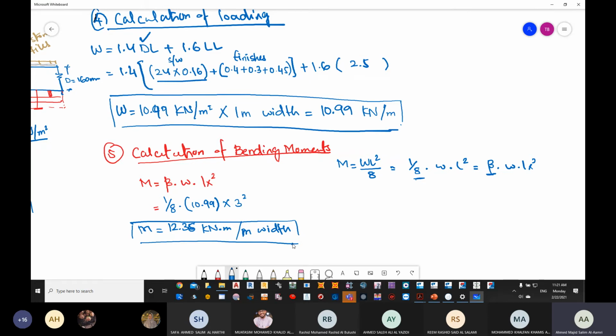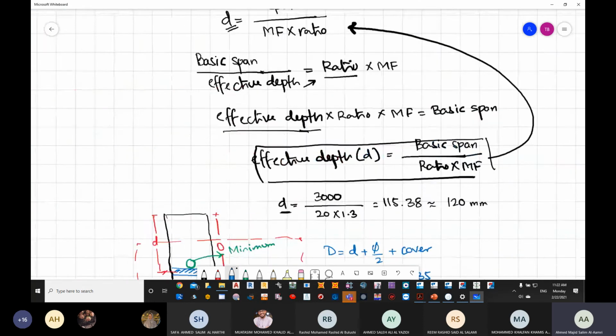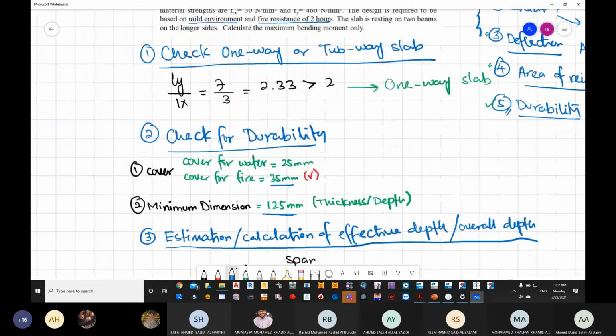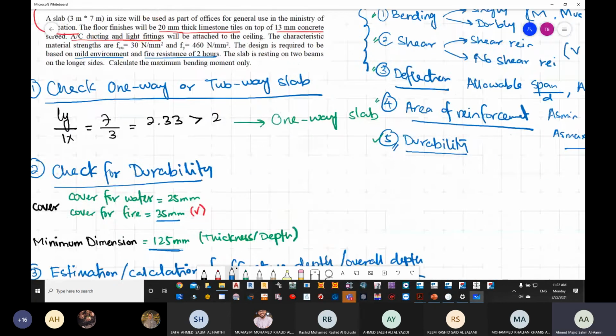Now, before ending this class, I want to highlight two things. One is to verify our results, whatever we have done now, with an Excel. Second is to check how normally we find the grades. Before I forget, if you see in this problem, the grade of concrete and grade of steel have been given for you.